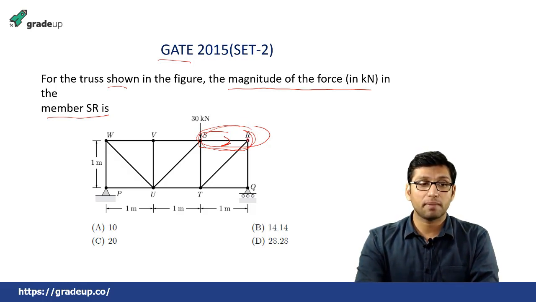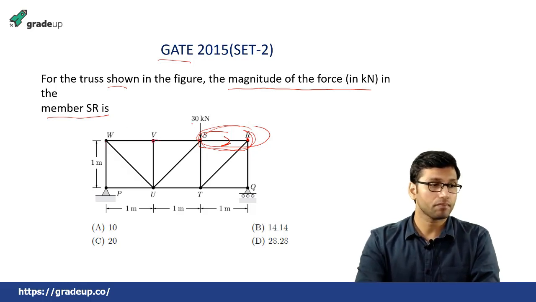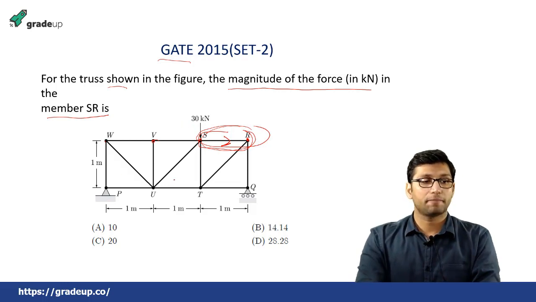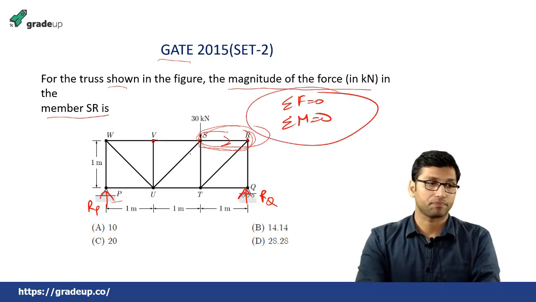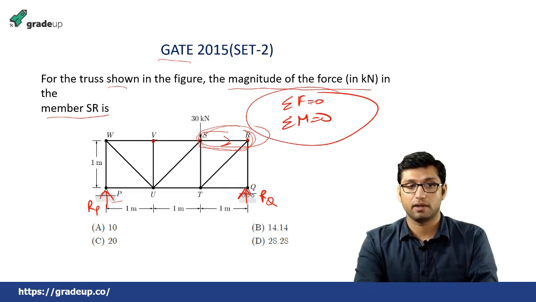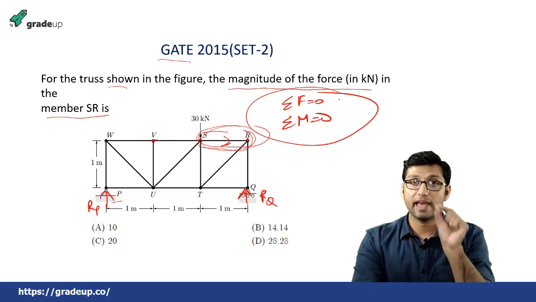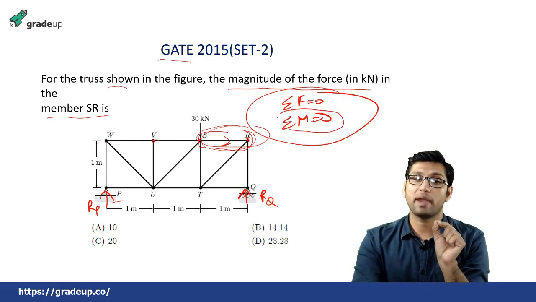If you have to find the forces on a particular joint, then you have to use method of joint. Now how are you going to find it? Firstly, you need to remove these supports and replace them with reaction forces. So this support will be removed and there will be a reaction force Rp, and here there will be a reaction force Rq. Now we'll be applying the equations of balance of forces and balance of moment. Since this is a method of section, here we can apply equilibrium of moment also.